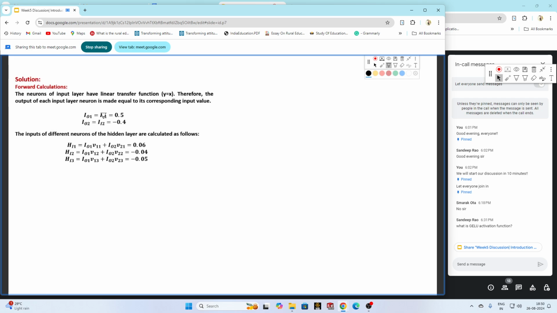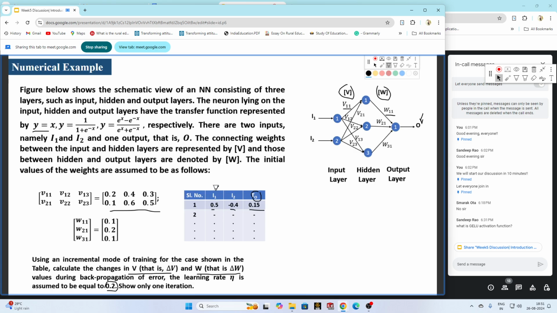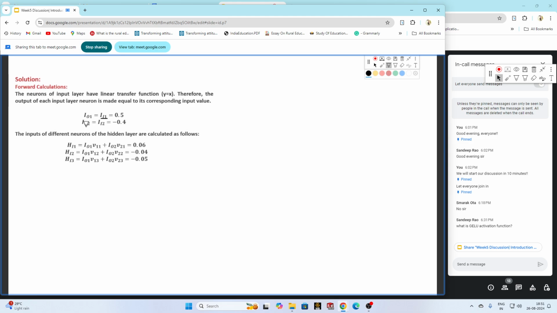So I1 is given, that is 0.5, right? This is your I1. Okay, I1 is 0.5, I2 is minus 0.4. So I1 is given, I2 is also given, as your transfer function or activation function is linear. So that is why y equals x. So that is why the output coming from this activation function, IO1, will be the same as I1. Okay, so is this step clear? I will go one step at a time, so if anyone has any doubt in any step, kindly please let me know.